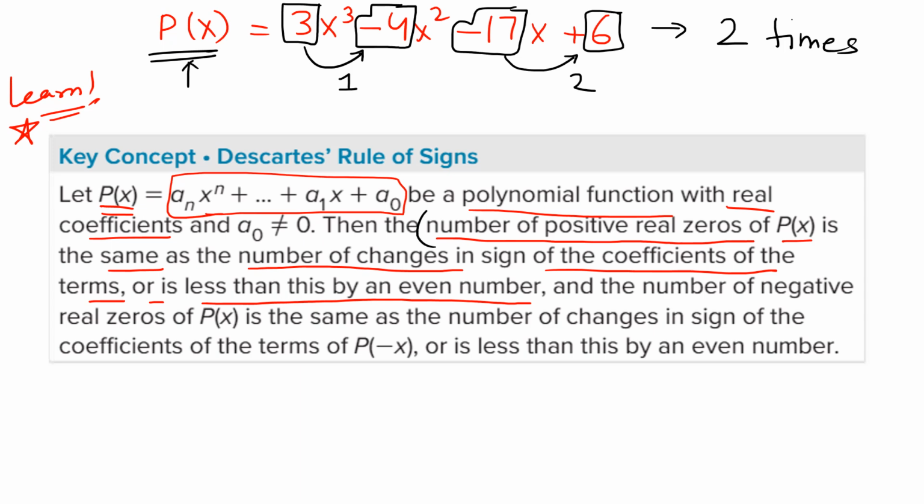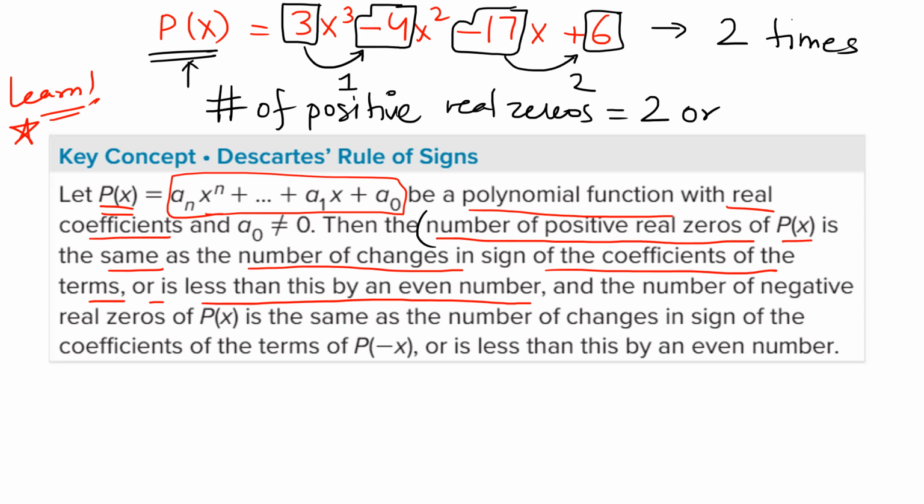So the number of positive real zeros, P(x) will have either 2 or, it says, less than by an even number. So after 2, what is the even number? 0. So either it will have 2 real zeros or 0 real zeros. Now the second step is you find P of minus x.